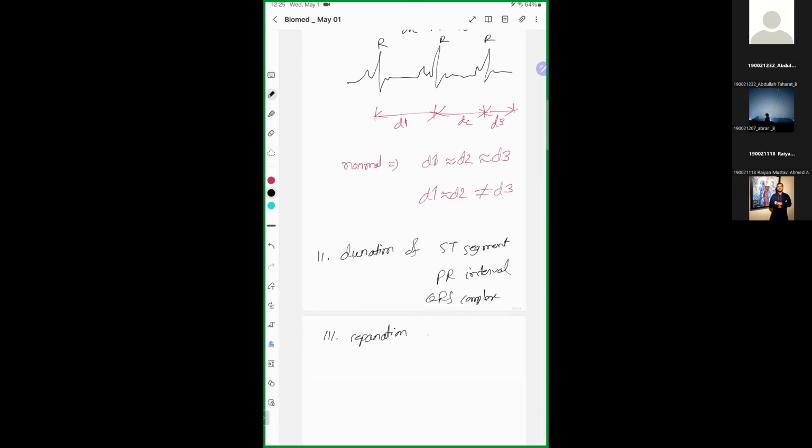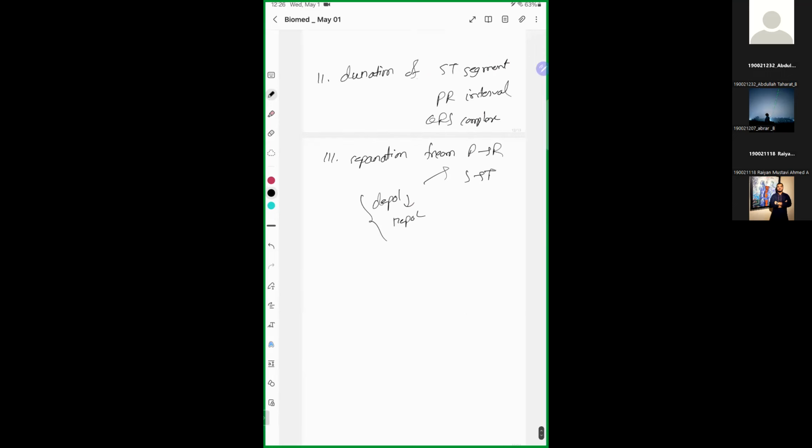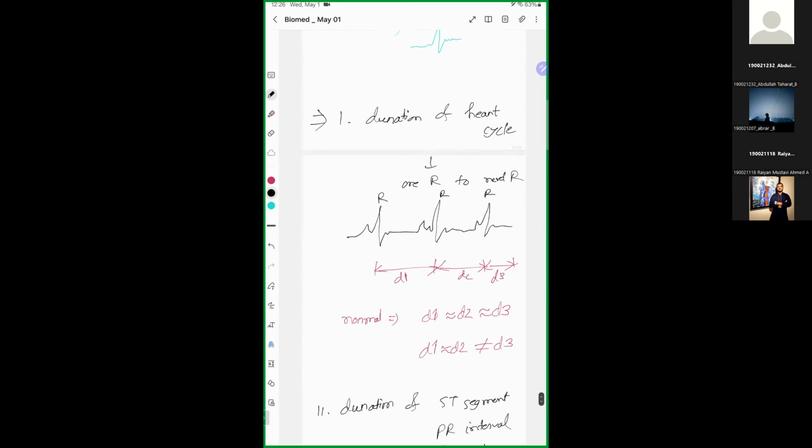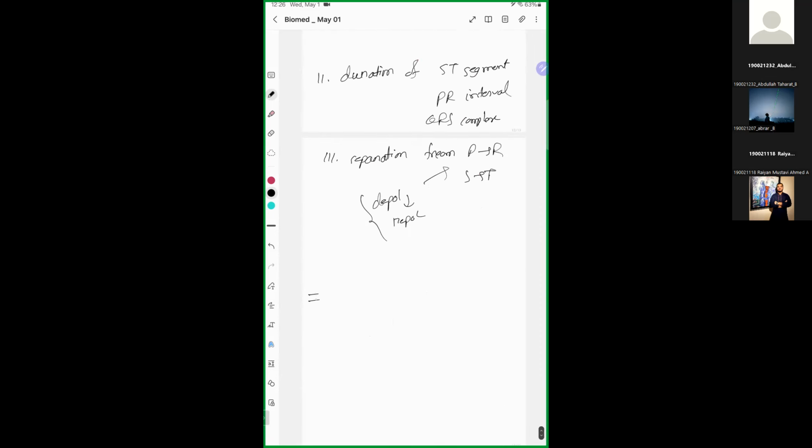Duration, then separation. Separation from P to R, or S to T. So this is the PR interval, the ST interval. These separations relate to depolarization and repolarization, which should come after a certain delay. If there is no delay, you can identify those things from the separation from one segment to another. If the repolarization is happening too fast, then that is a problem. So these things are related to the time domain analysis. We can do all of these things from the time domain.